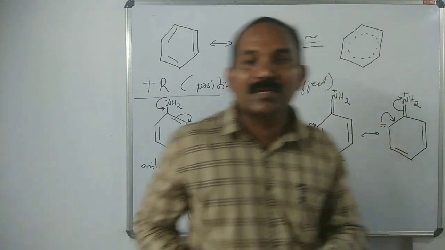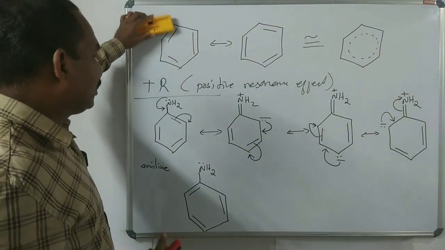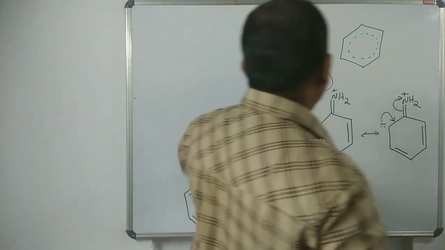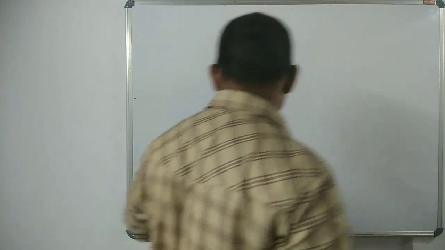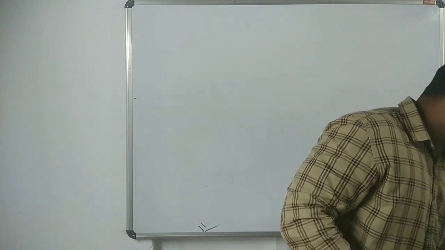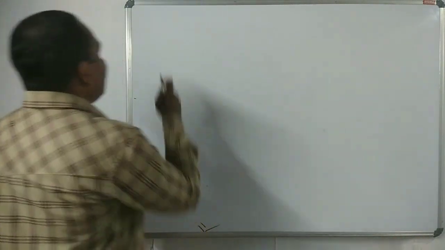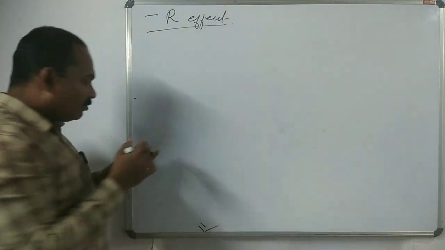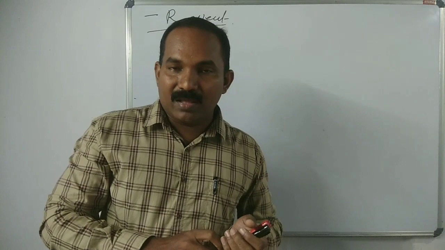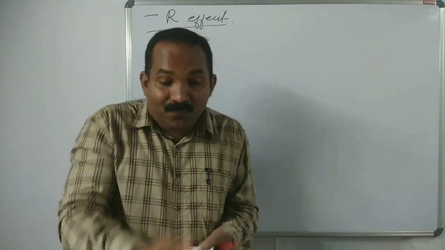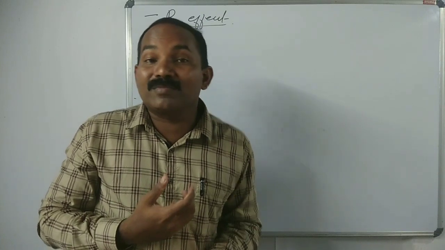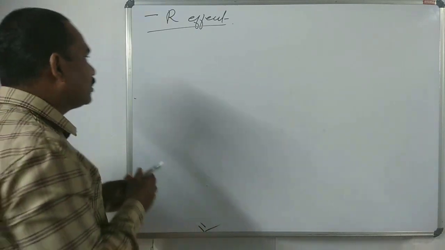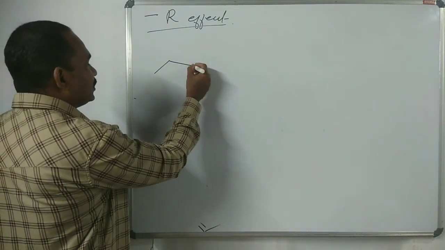And the last one is the minus R effect. So you practice this. Negative R, or negative resonance effect. Minus R effect. In the minus R effect, the atom or group of atoms withdraws the electron from the conjugated system or aromatic ring. Okay, let's take nitrobenzene.